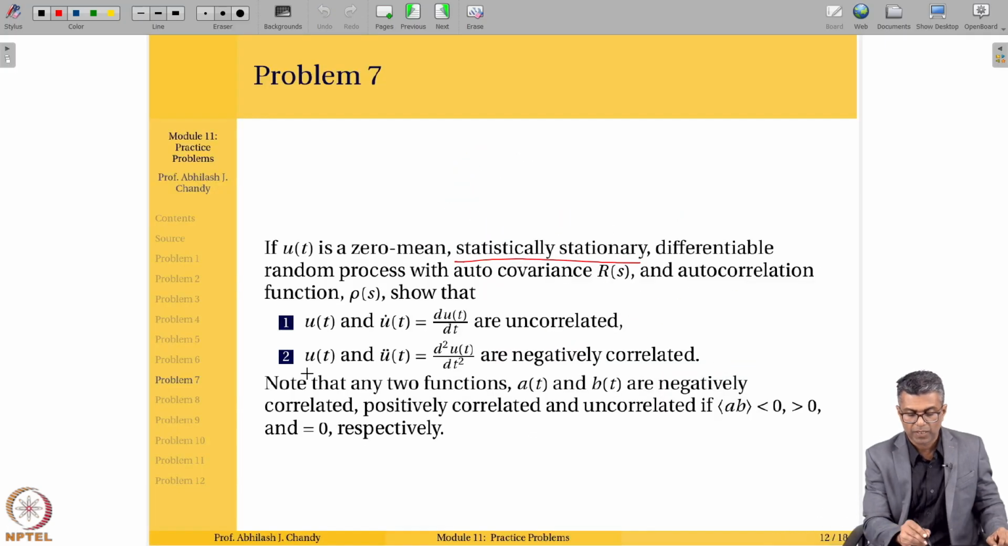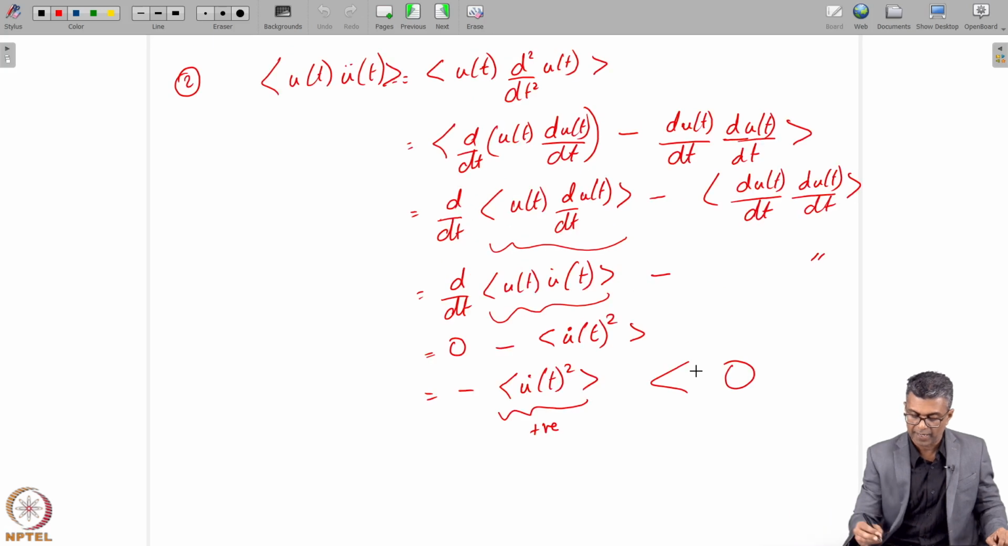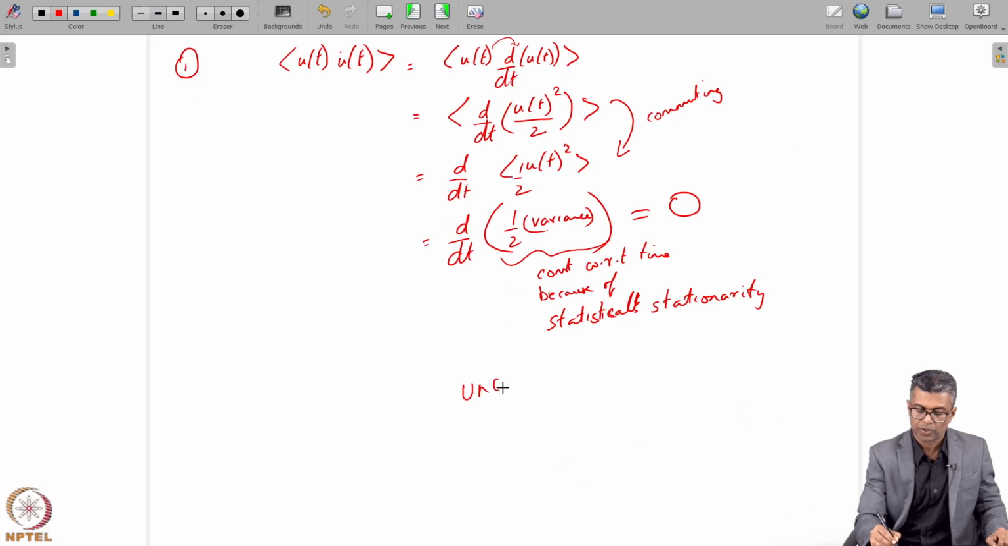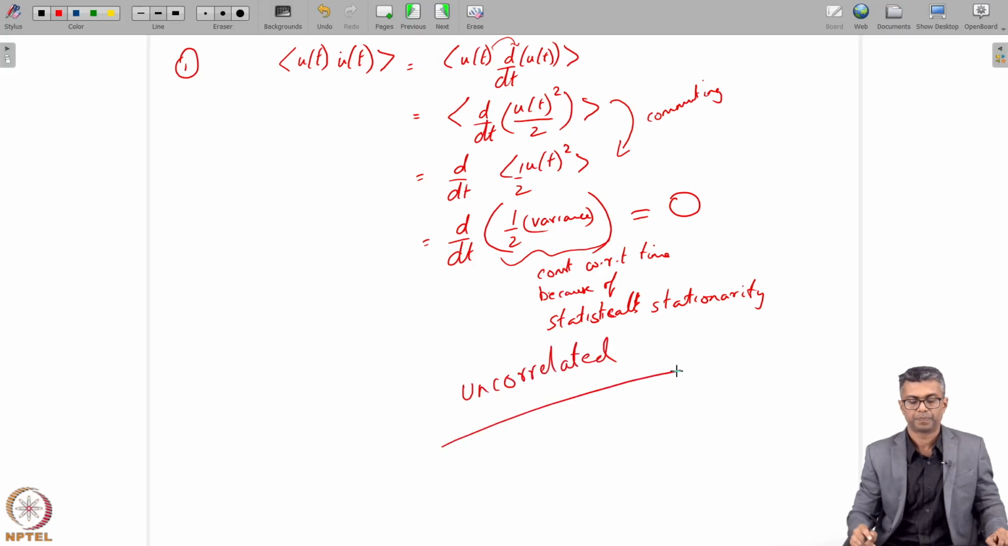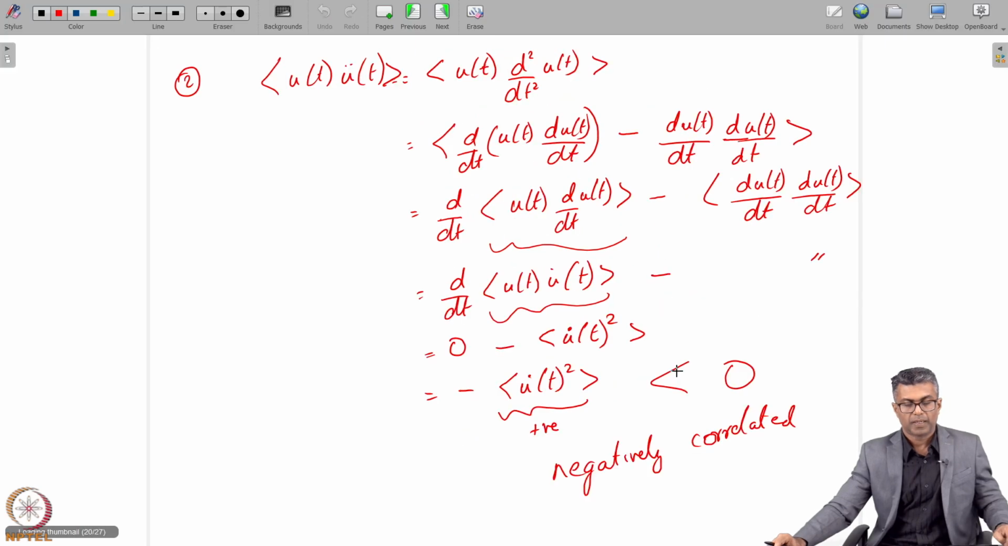We had to prove that this was negatively correlated, and we just did that, right? The previous one was uncorrelated, which we proved. I hope that is clear. Let's try another problem.